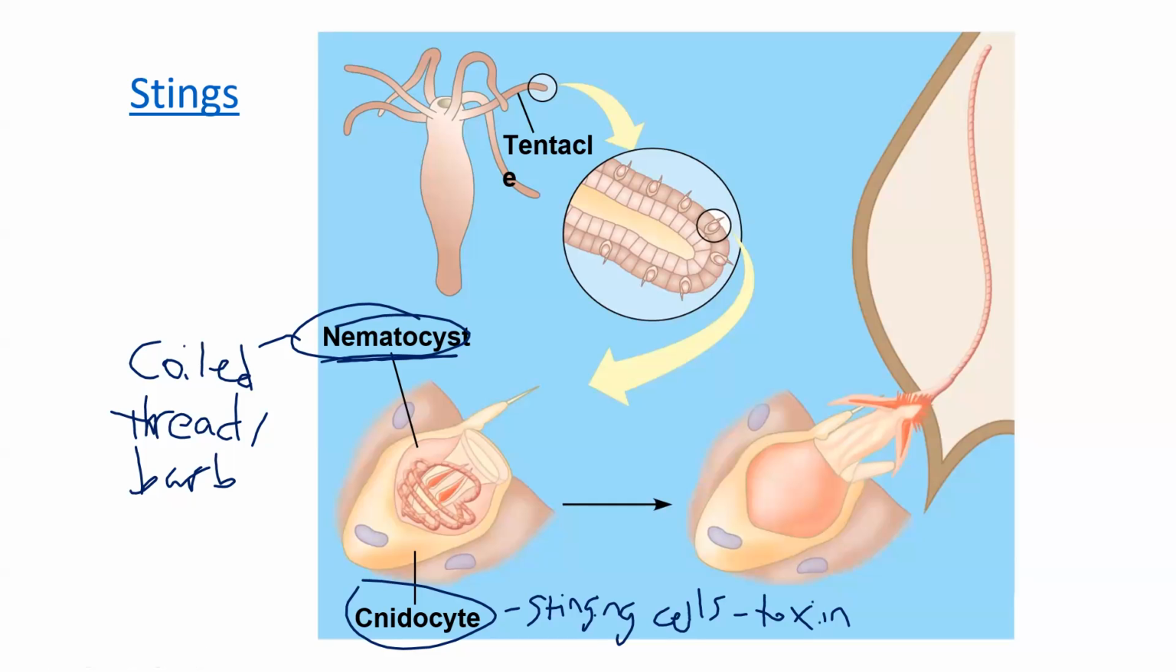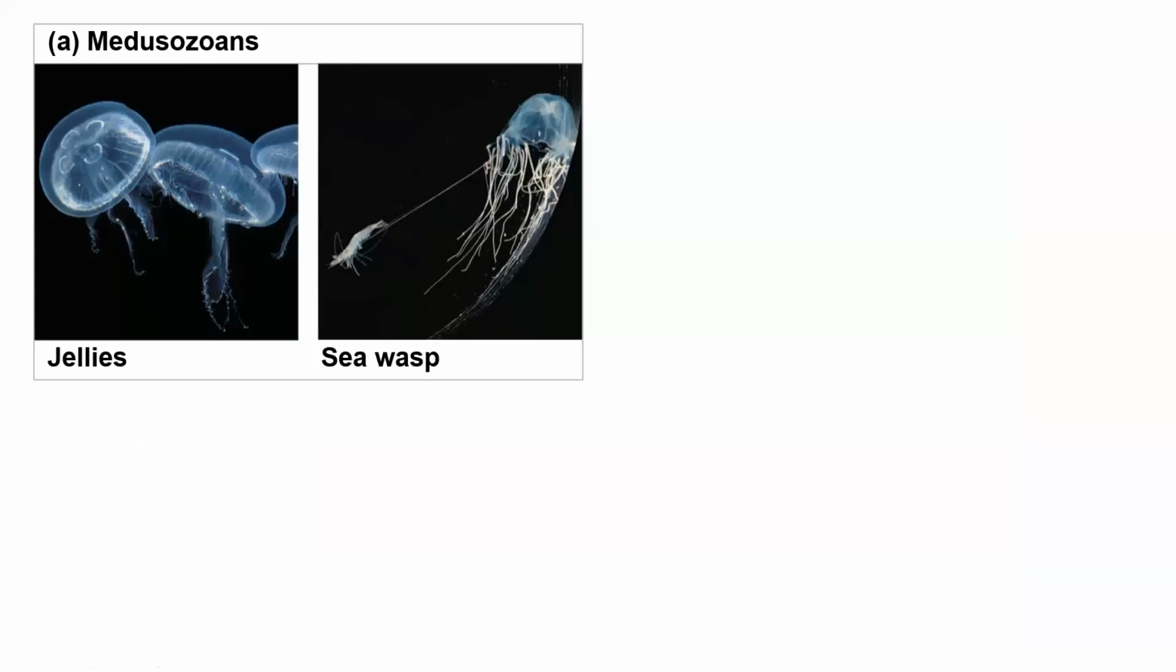Okay, we're gonna talk about a couple of the classes within the phylum of the Cnidaria. So there's two major clades within Cnidaria. The Medusazoans are ones that obviously have a medusa form.